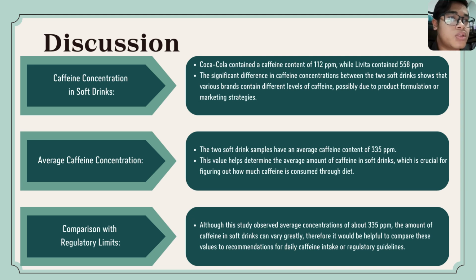Coca-Cola contains a caffeine content of 112 ppm, while Levita contains 558 ppm. The significant difference in caffeine concentration between the two soft drinks shows that various brands contain different levels of caffeine, possibly due to product formulation or marketing strategies. The next one is average caffeine concentration. The two soft drink samples have an average caffeine content of 335 ppm. This value helps to determine the average amount of caffeine in soft drinks, which is crucial for figuring out how much caffeine is consumed through diet.